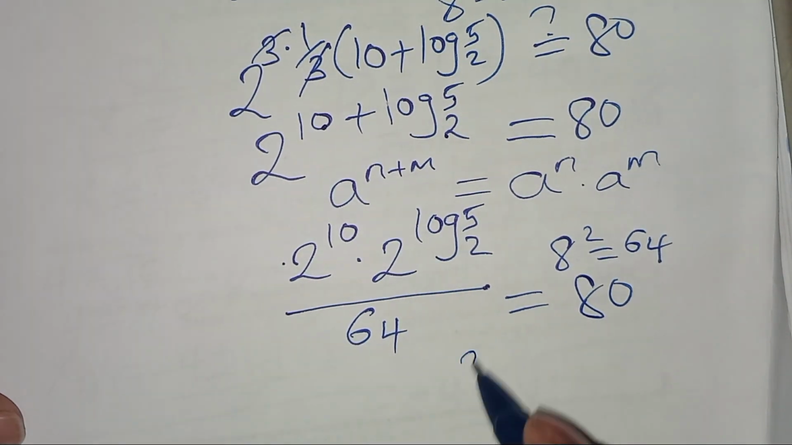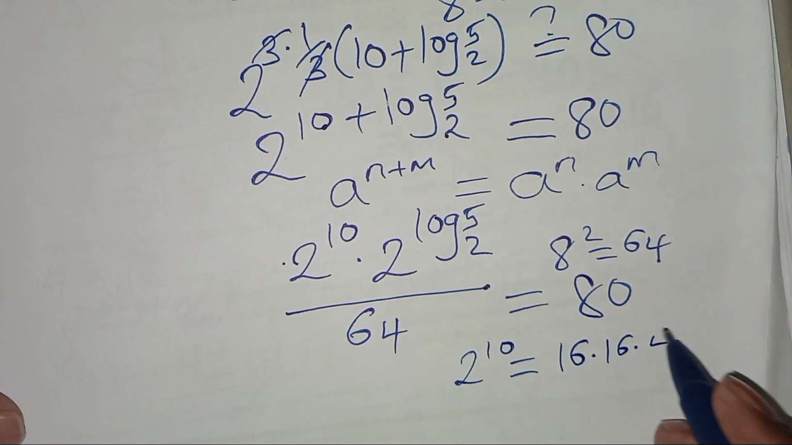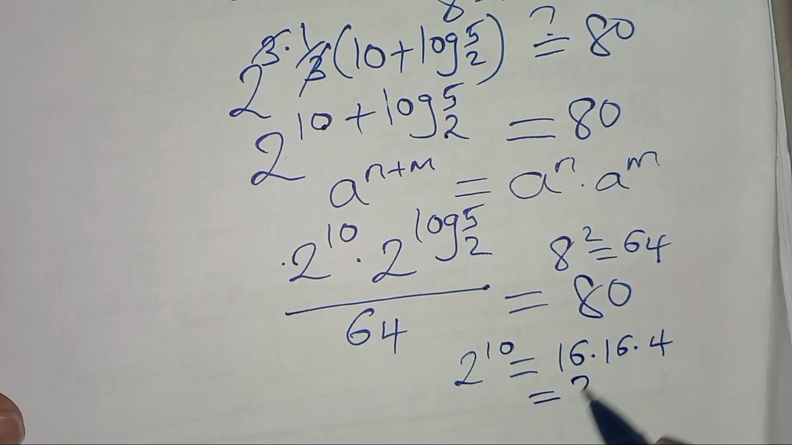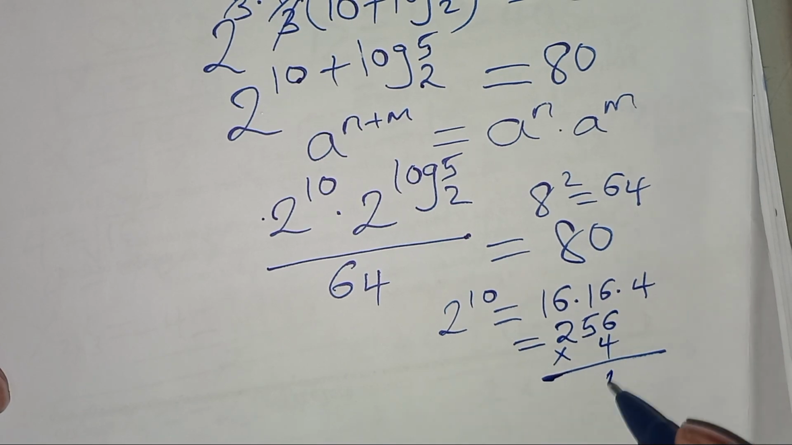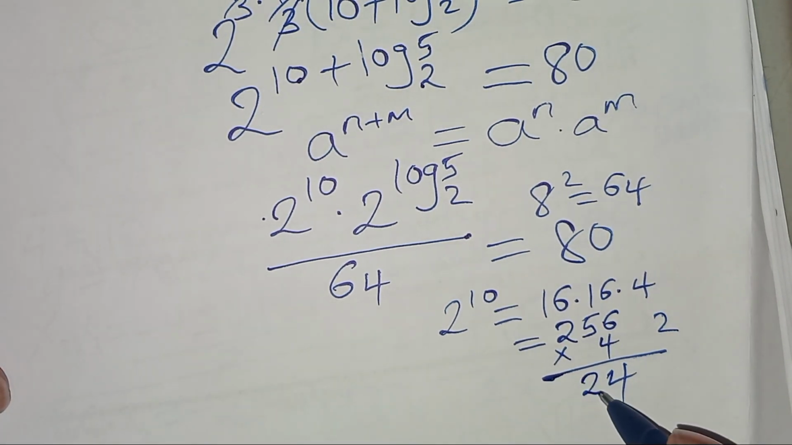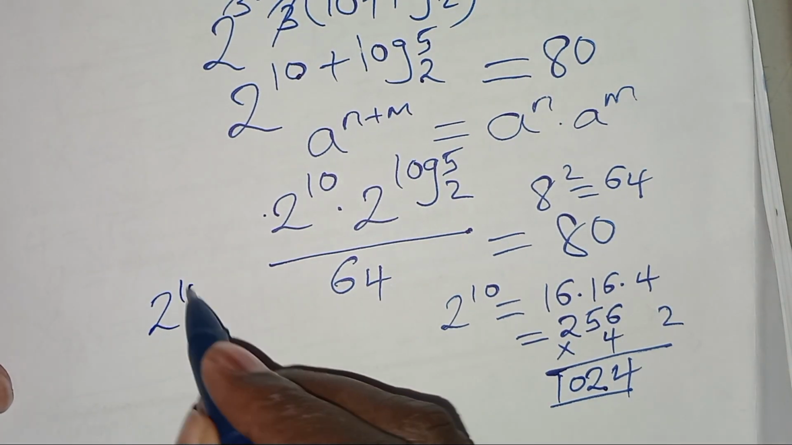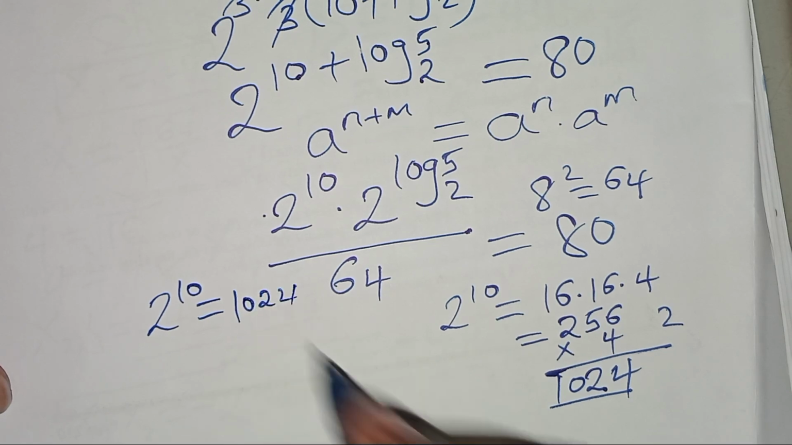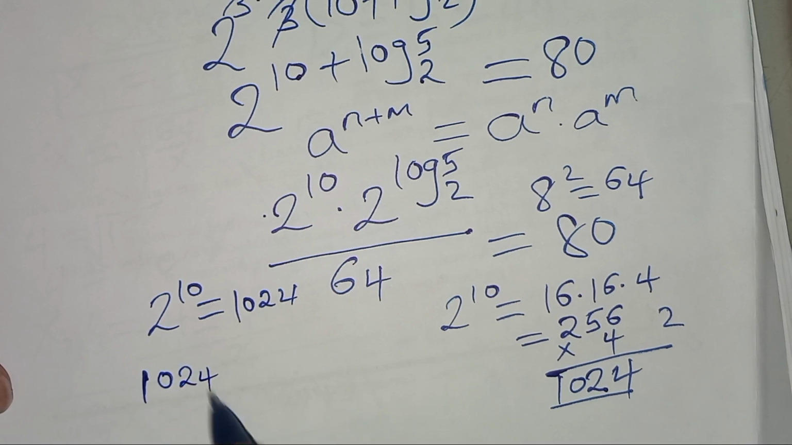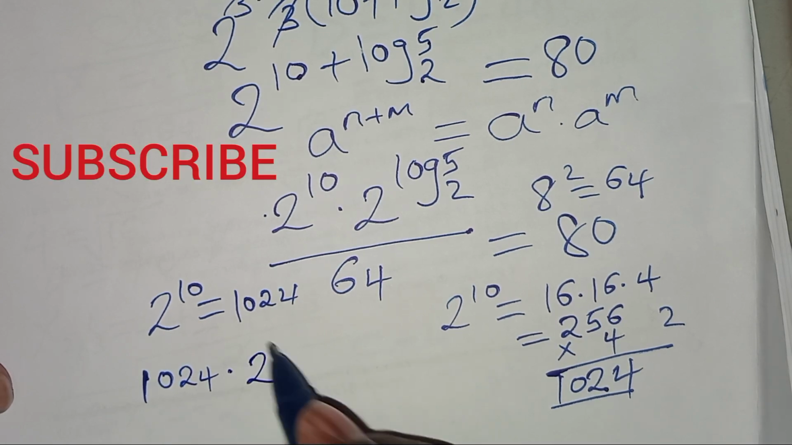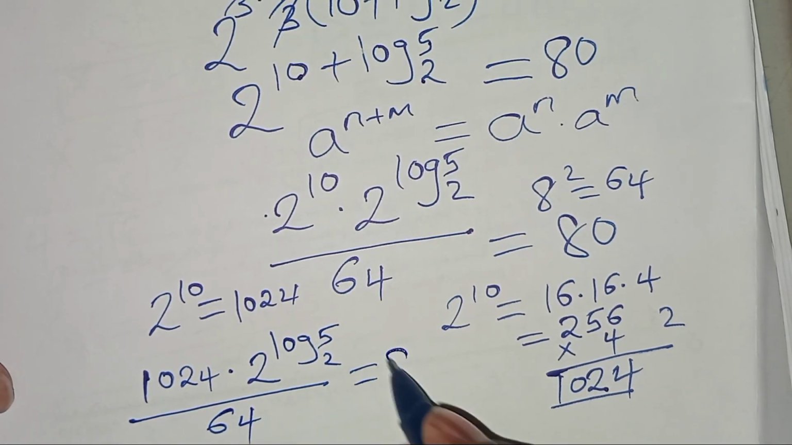Now, 2 to the power 10 is the same thing as 16 multiplied by 16 multiplied by 4. So this is the same thing as 256 multiplied by 4, and this is actually 1024. So this means that 2 to the power 10 is the same thing as 1024. So here we have 1024 multiplied by 2 to the power log 5 to base 2 divided by 64. This should give us a value of 80.